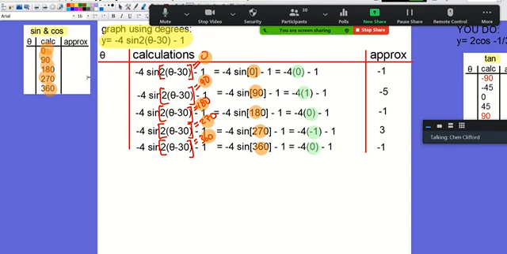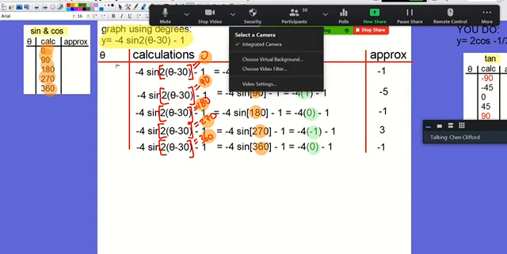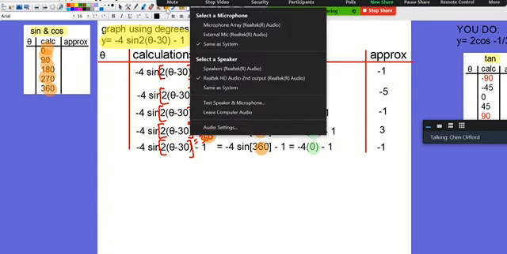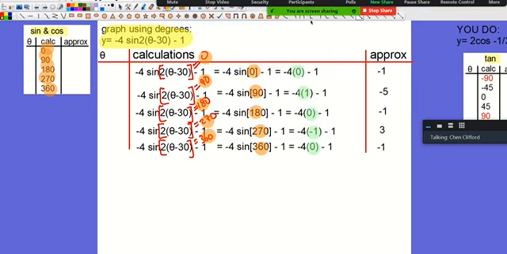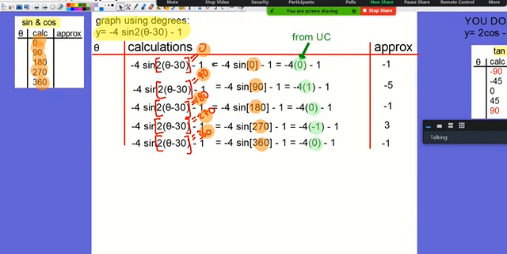Okay, so theta is going to be, and what I want to do is draw an arrow from the unit circle. Okay, theta is basically this.